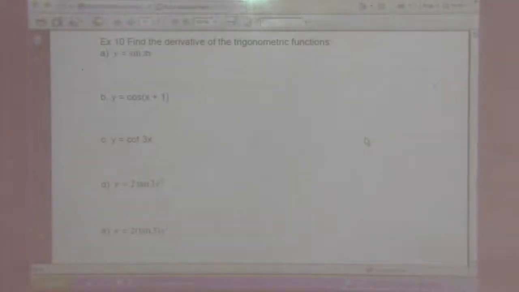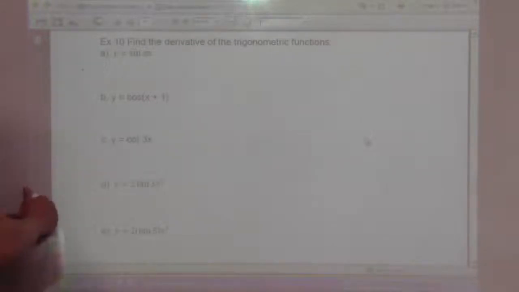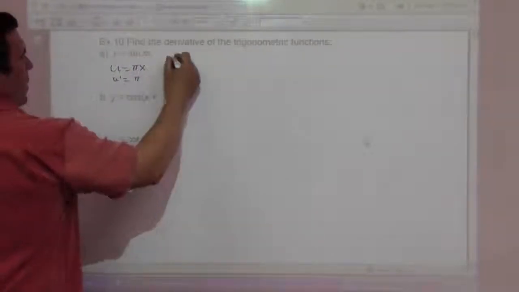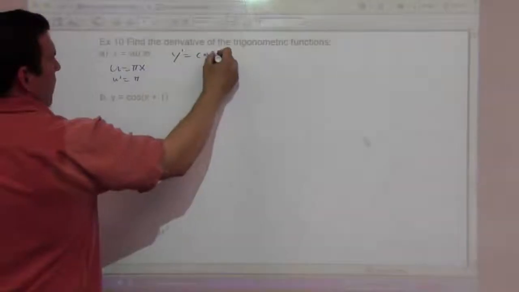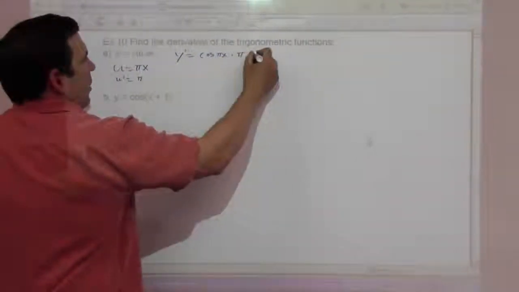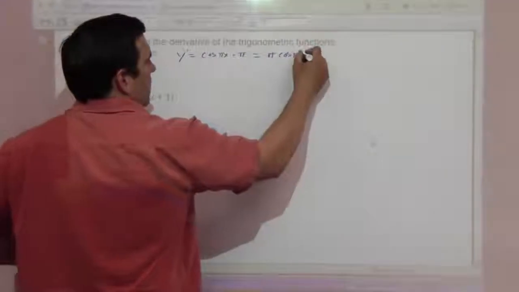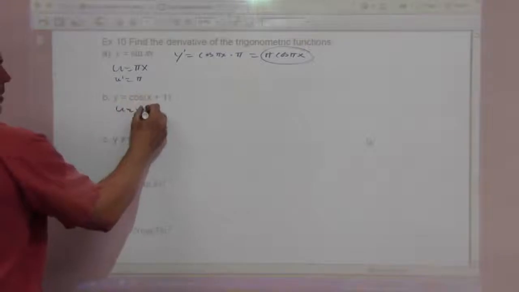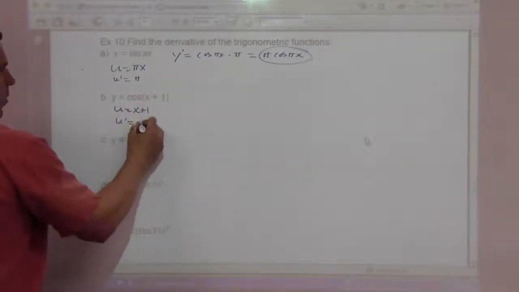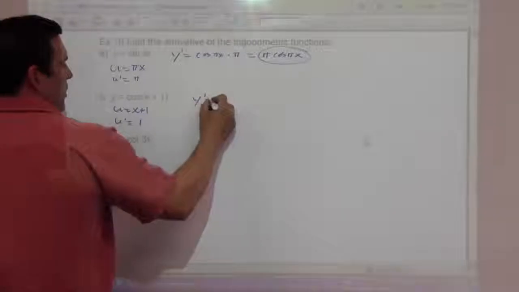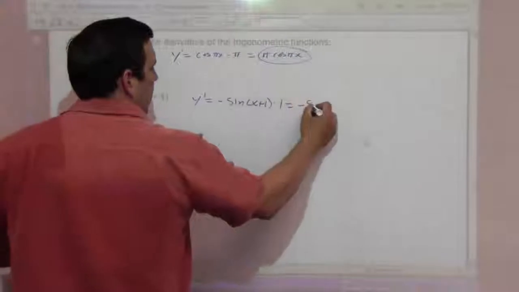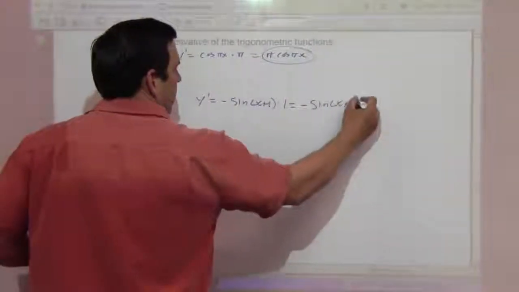So find the derivative of the trigonometric functions. So in this first one, our u would be pi x, meaning u prime is just pi. So y prime is going to be cosine of pi x times pi, which is pi cosine pi x. And this next one, our u would be x plus 1, so u prime would be 1. So y prime would just be negative sine of x plus 1 times 1, or negative sine of x plus 1.